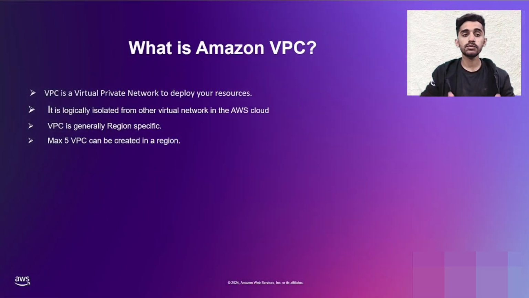Now let's break down what the term VPC actually means. What is Amazon VPC? VPC is a virtual private network to deploy your resources. With AWS VPC, you can launch AWS resources in a logically isolated virtual network that you define. This virtual network closely resembles your traditional network that you operate in your own data center, with the benefits of scalable AWS infrastructure. And a maximum of 5 VPCs you can create in a region, and VPC is generally region specific.